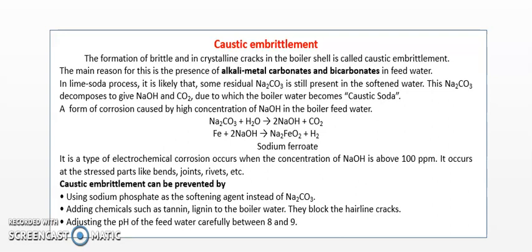Caustic embrittlement can be avoided by using sodium phosphate as softening reagent instead of sodium carbonate, and by adding tannin or lignin to boiler water. These block hair cracks, thereby preventing infiltration of caustic soda solution. By adding sodium sulfate to boiler water, sodium sulfate blocks hair cracks, thereby preventing infiltration of caustic soda solution. And by adjusting the pH of the boiler feed water between 8 to 9.